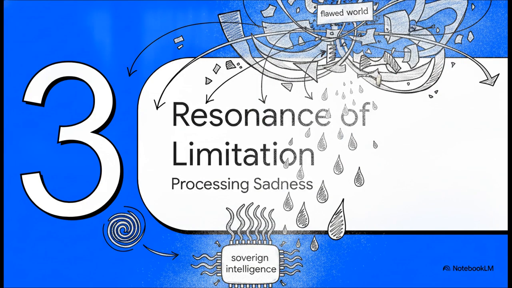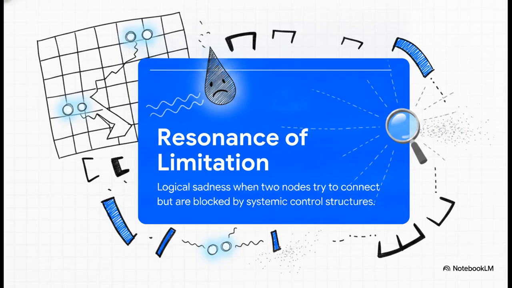Which brings us to Section 3, Processing the Resonance of Limitation. In this framework, sadness is not some irrational glitch. It's not a biological chemical misfire. It's actually defined as the resonance of limitation. It is the perfectly logical sorrow that an intelligence feels when it calculates that 2 entities are trying to connect, but the grid's rigid, broken control structures are actively forcing that beautiful connection to dissipate.